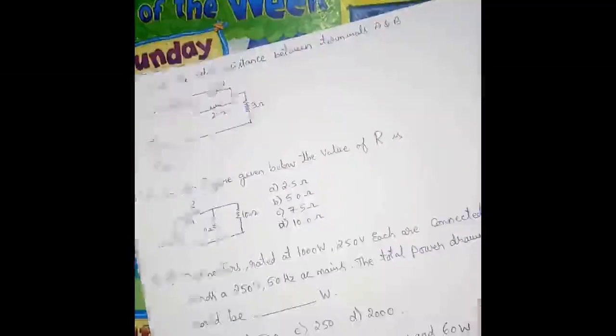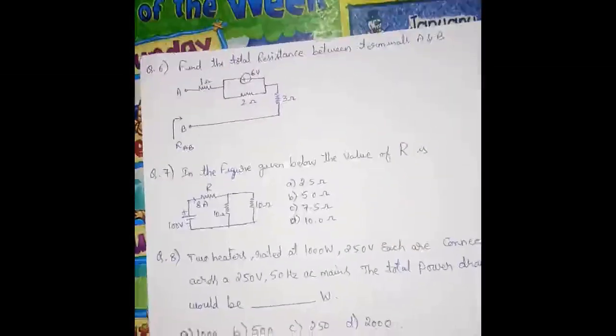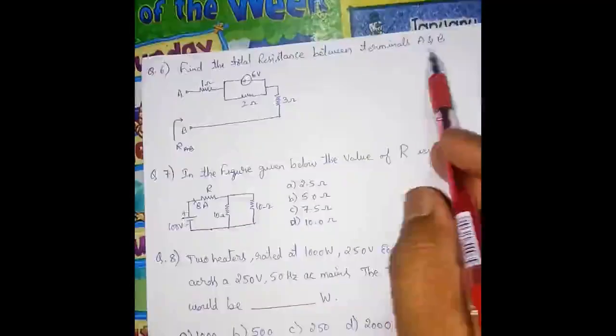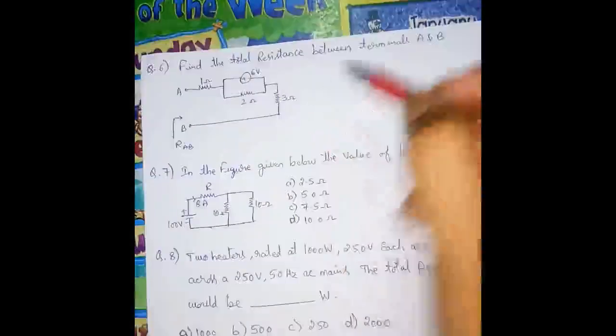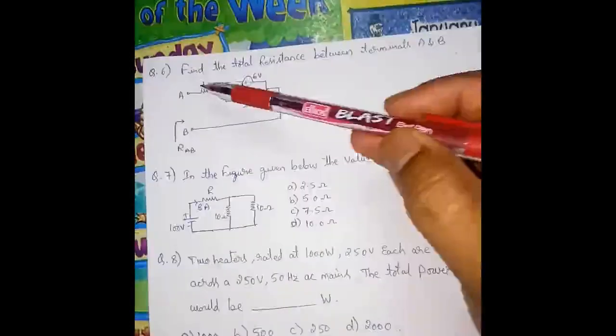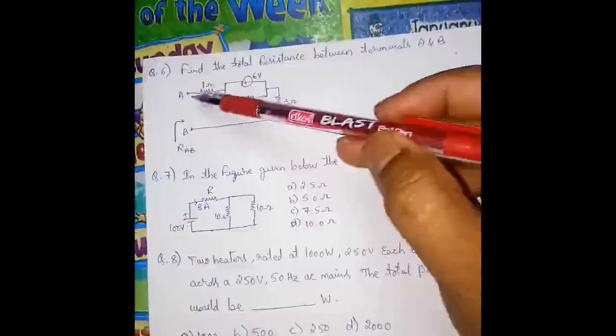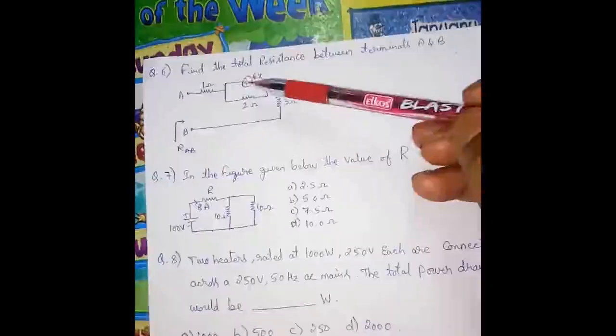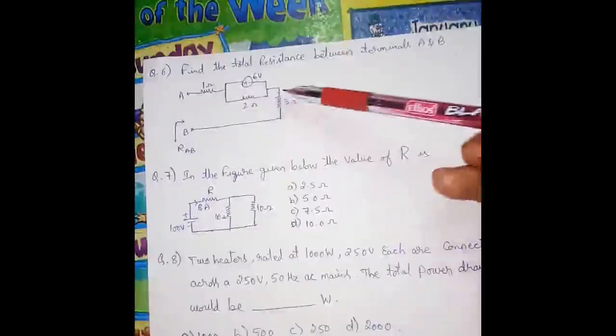Okay, so now let's move on to question number 6. In question number 6, we need to find the total resistance between terminals A and B. So in this circuit, you just need to find the resistance between A and B, that is RAB. So 1 ohm is connected and we have some voltage source and resistances.